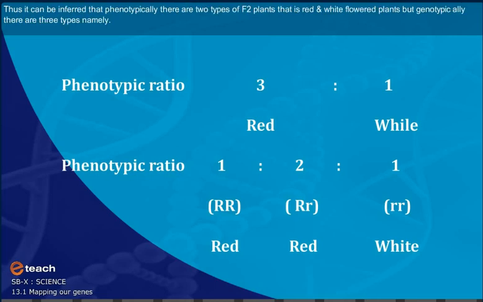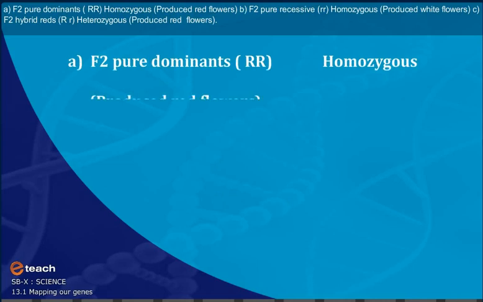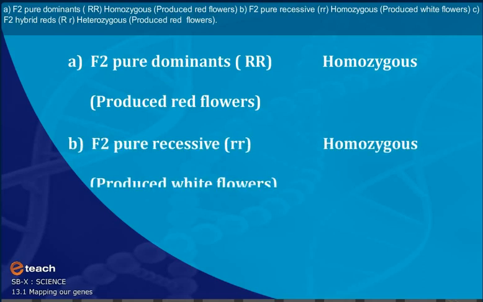Thus, it can be inferred that phenotypically there are two types of F2 plants, that is red- and white-flowered plants, but genotypically there are three types, namely: A. F2 pure dominant, that is RR, homozygous. They produce red flowers.